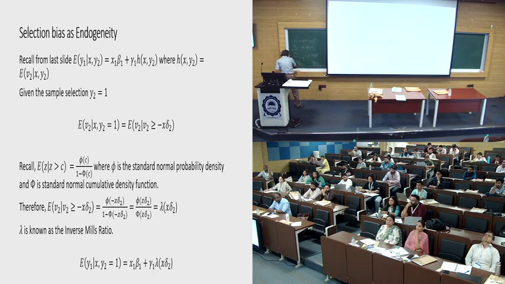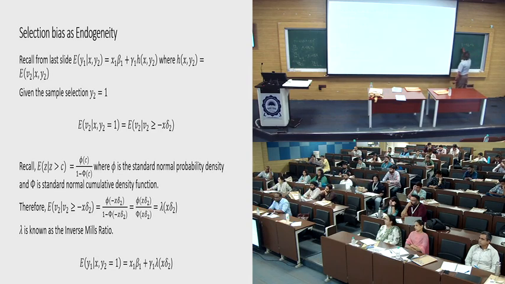So recall your equation. Your equation was y2 equals x delta 2 plus v2. Isn't it? That's what we wrote. Note that y2 equals 1 when x delta 2 plus v2 is greater than 0, and y2 equals 0 otherwise. Right? Note what I have here: v2 greater than or equal to minus x delta 2 follows exactly from here. Okay? That's nothing more than that.